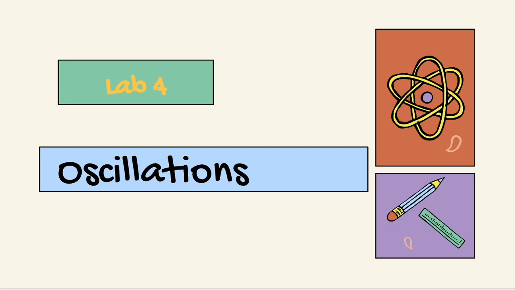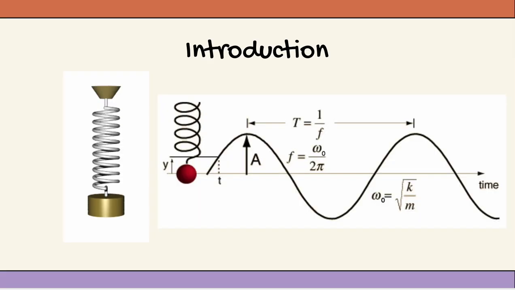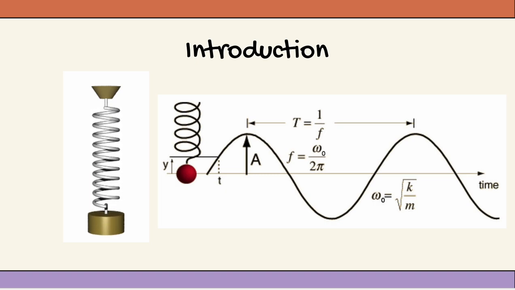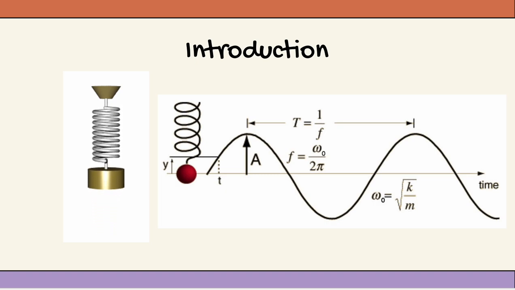Hello again, this is my lab 4 based on oscillations. The primary objective of this lab is to predict the motion of an oscillating mass by employing data collected through Tracker software. I will also create a computational model to replicate this motion. A key part of the analysis will involve examining different forms of energy within the system, including kinetic energy, gravitational potential energy, and elastic potential energy.